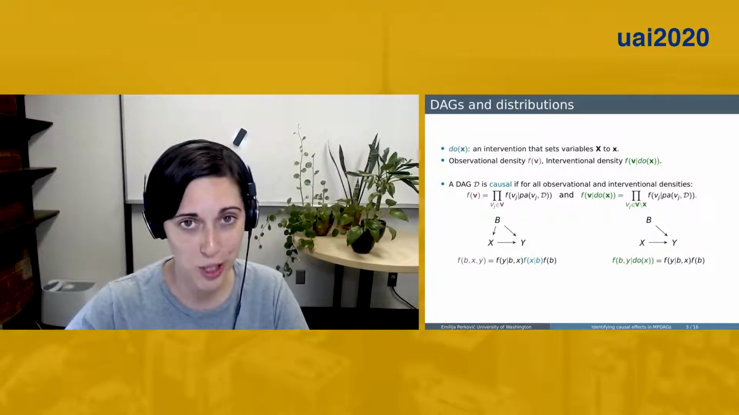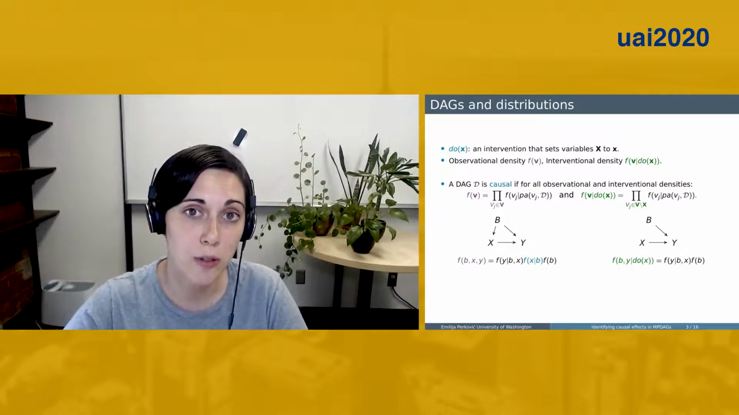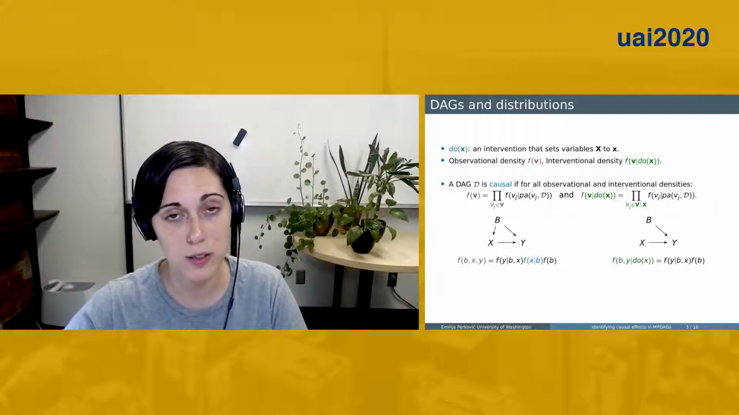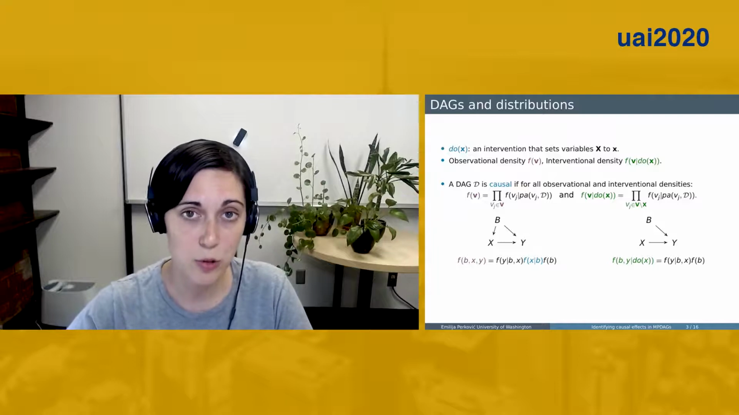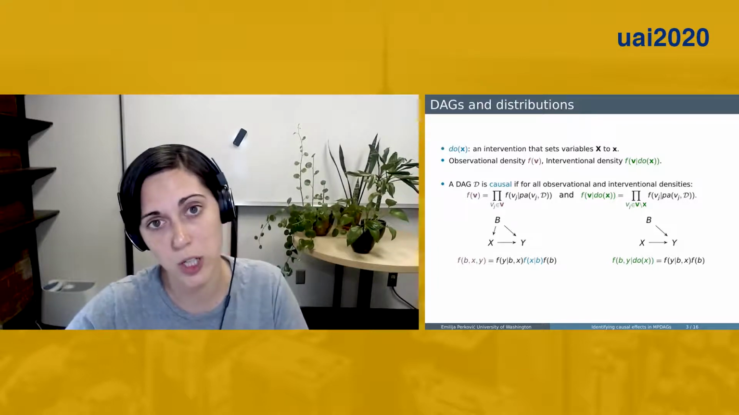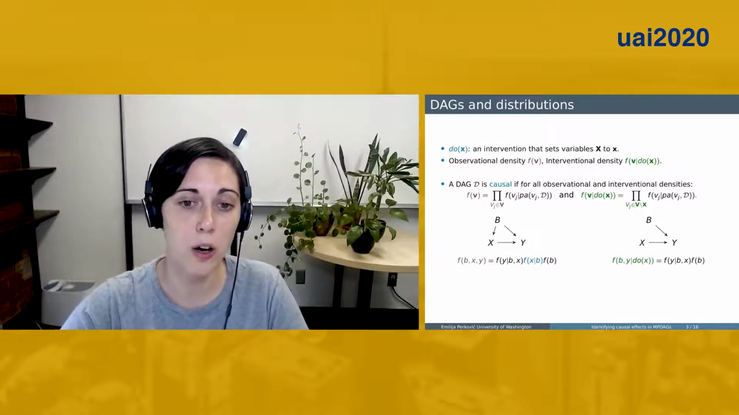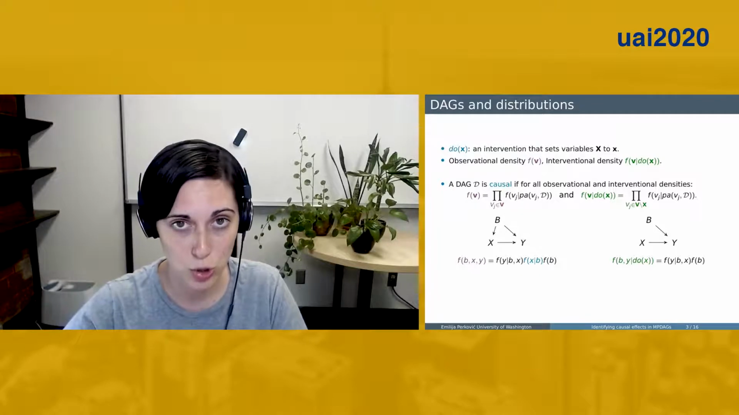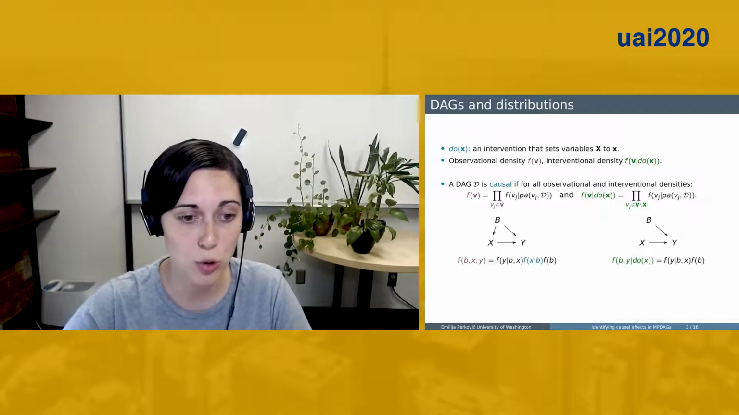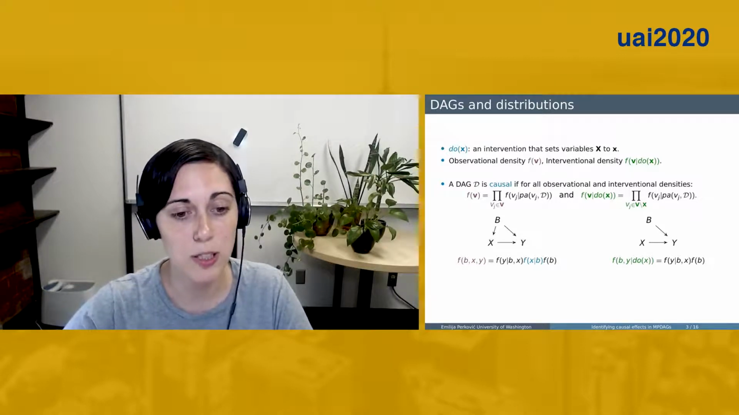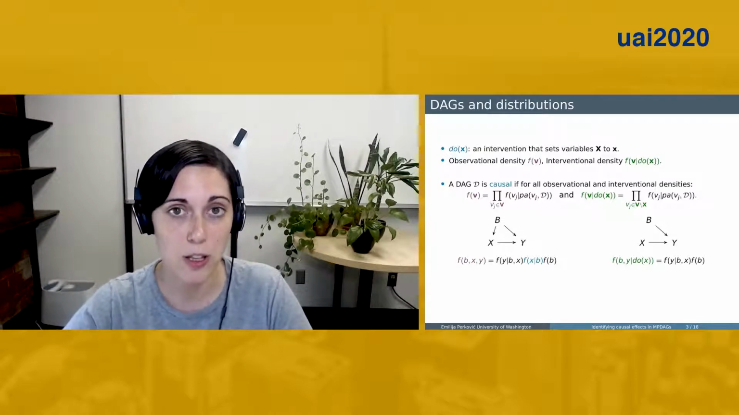So I need to introduce some notation. Throughout the paper, I rely on graphical models, specifically directed acyclic graphs, to represent distributions of variables. In a directed acyclic graph, I assume that each node represents one variable in the system. I will say that a DAG is causal if all observational and interventional distributions factorize according to this DAG. Here in purple, you have an observational distribution, f of v, and you see that it decomposes according to the DAG in terms of y given its parents, x given its parents, and so on.